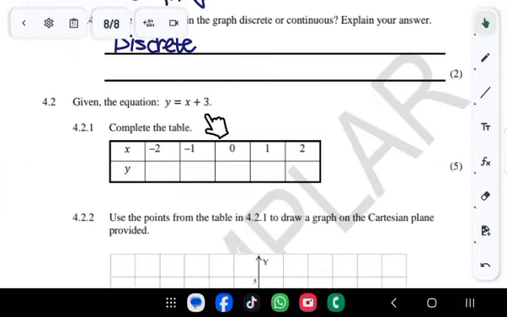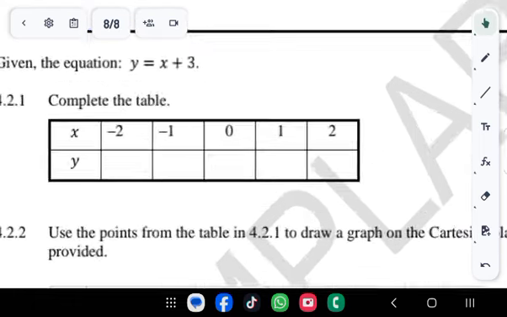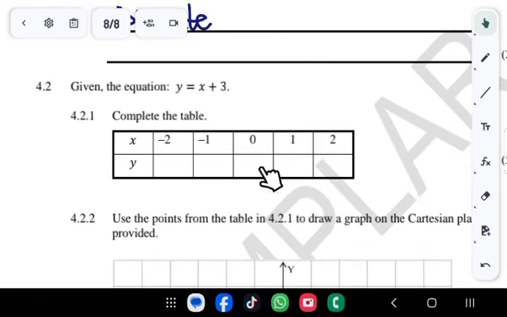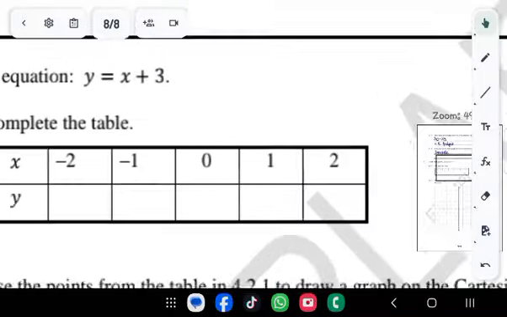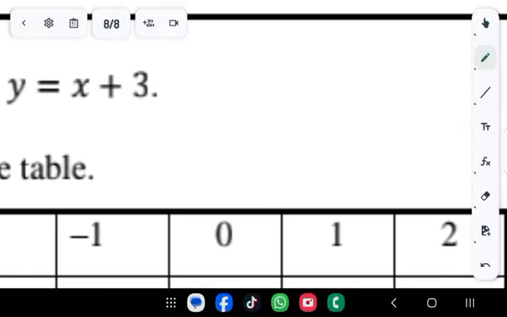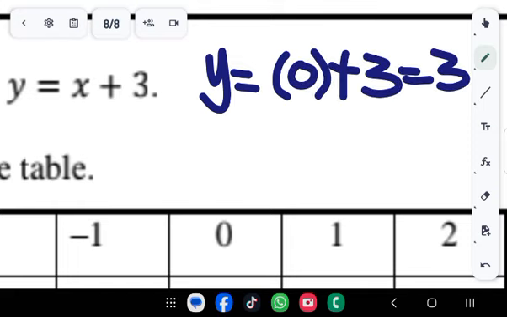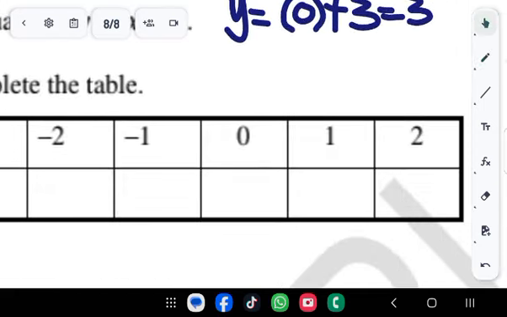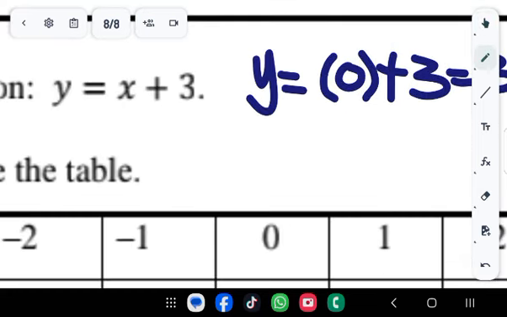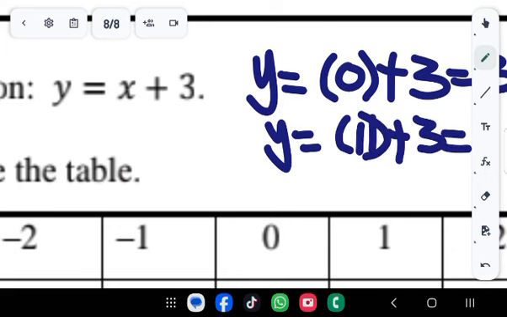Given the equation y equals x plus 3, complete the table. Here is the table that we're completing. So what you do is you just substitute for each one. So let's substitute for 0. When x equals 0, y equals 0 plus 3, which is 3. Same story for 1. So y equals 1 plus 3, and that gives us 4.